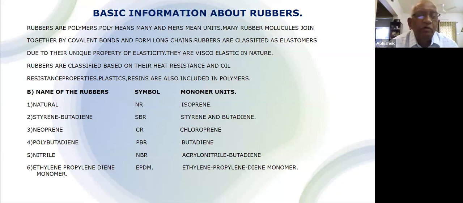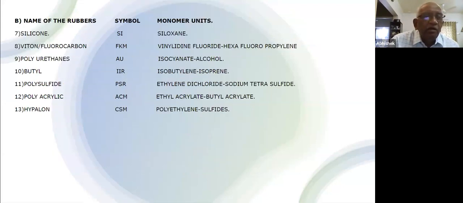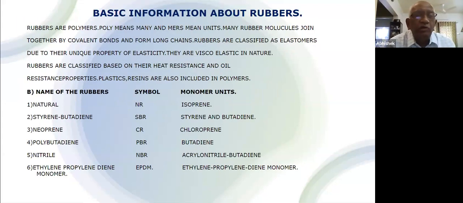So the fourth rubber is polybutadiene rubber. It is called PBR, where butadiene is the monomer and the polymer is polybutadiene. Then the fifth rubber is the nitrile rubber, designated as NBR. Here the monomers are acrylonitrile and butadiene. The sixth one will be EPDM, ethylene propylene diene monomer. It is designated as EPDM, made of ethylene and propylene, and there is some amount of diene added. So there are three types of monomer units in this.